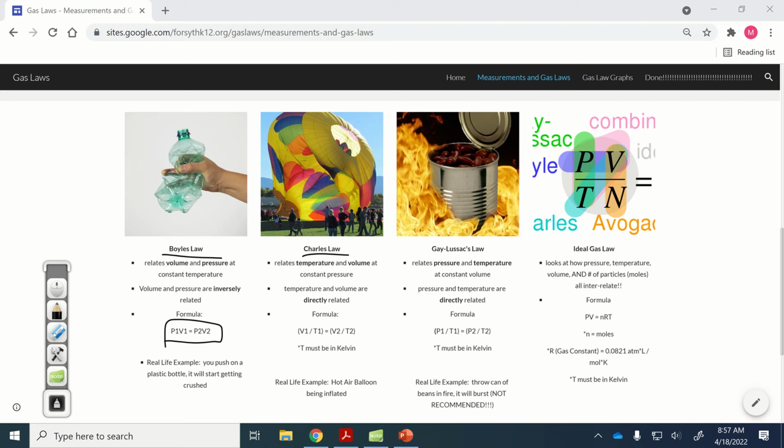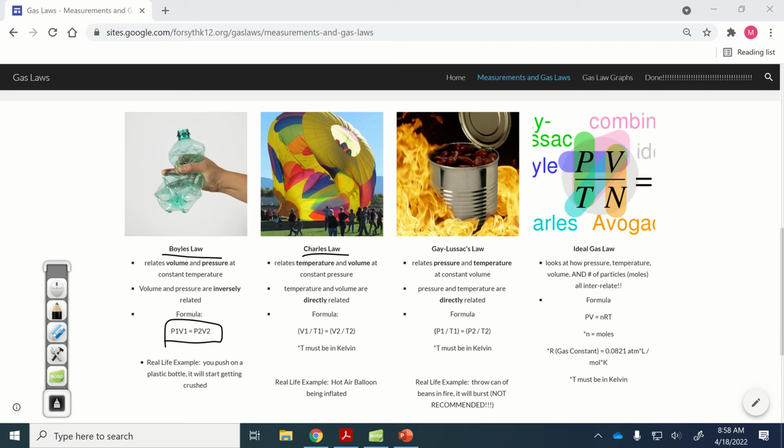So again, when you have the relationship where the 2 variables are over each other, that leads to a direct relationship between those 2 variables, if I want the outcome to be the same every single time. Okay? T must be in Kelvin. That's going to be something that permeates throughout all the formulas.